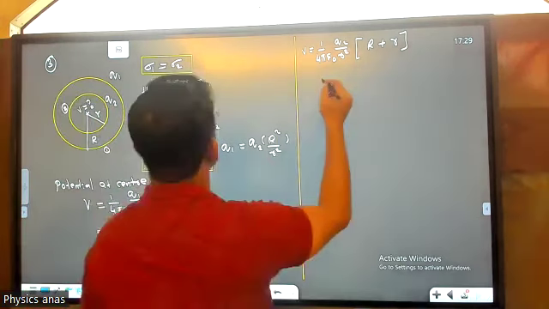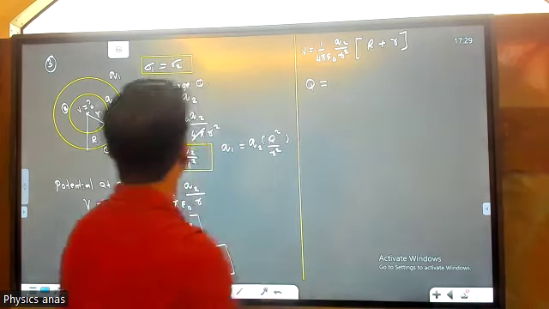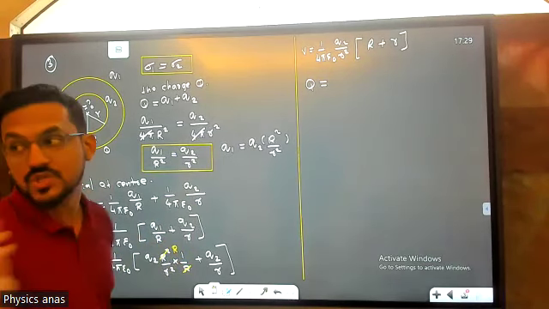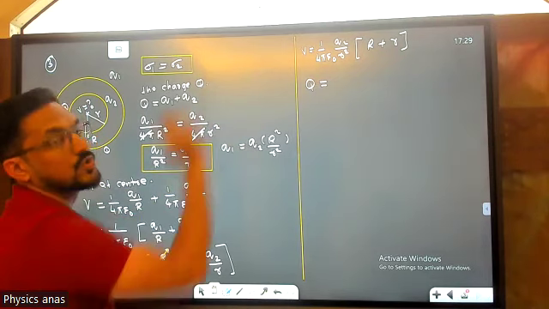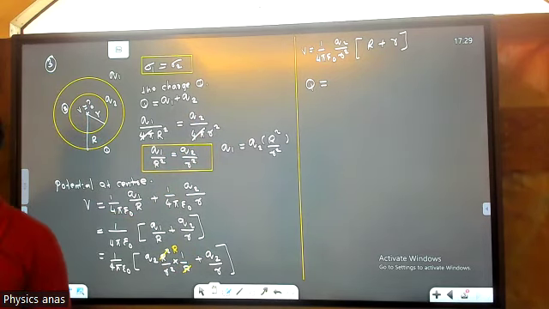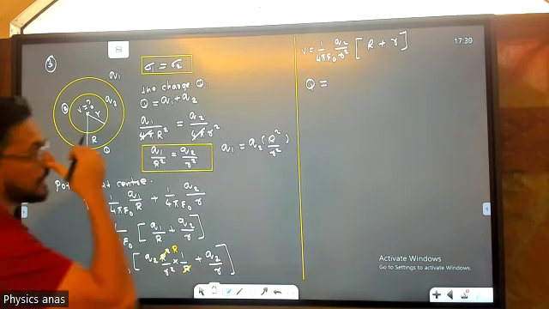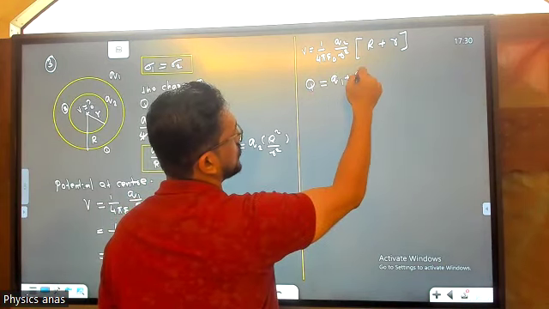Capital Q is what? Capital Q is Q1 plus Q2, right? So I can remove that Q2. What is the removal of Q2? You can represent Q2 in terms of capital Q. What will that be? Q minus Q1, because capital Q is Q1 plus Q2.